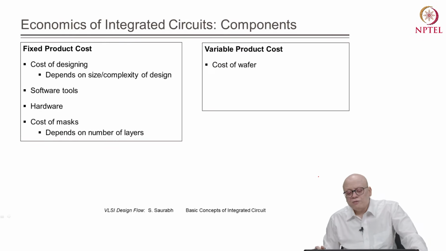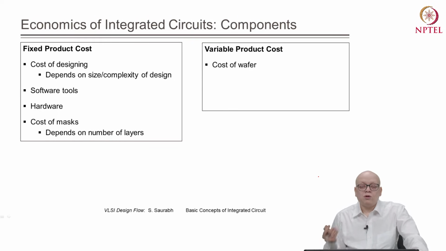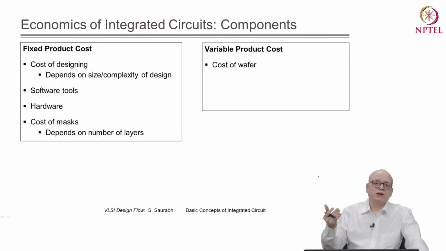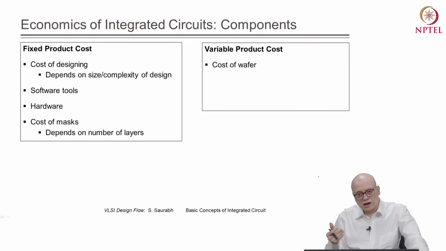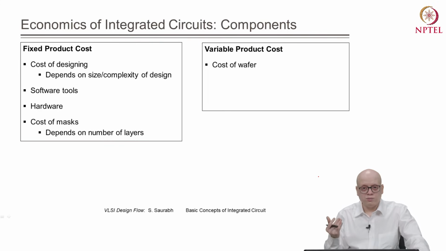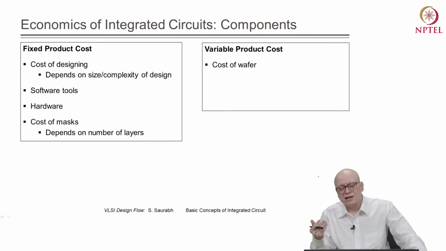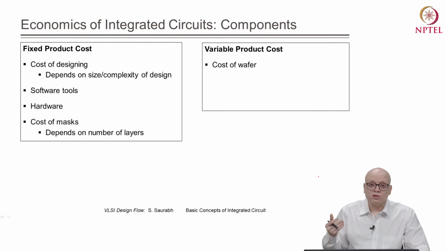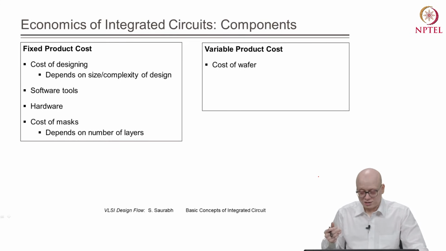And then there are variable product costs, for example, the cost of the wafer. Now, when we take a silicon wafer and make a circuit on it, we need to use chemicals, for example, for photolithography and other steps. Those chemicals depend on the volume. If we are making lots of products, then more chemicals will be required, and therefore that is a variable cost depending on the volume of manufacture.